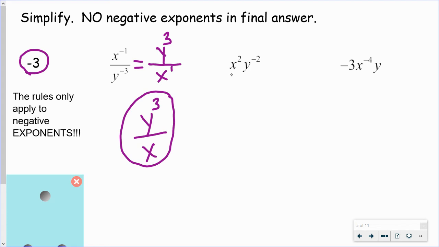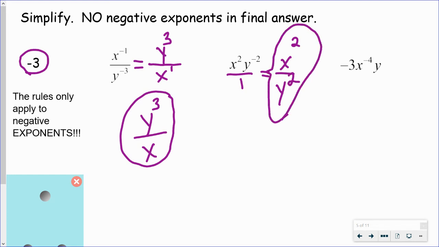Okay, for the third one over here, it's not a fraction, so I'm going to write it as a fraction just because it helps me remember if I need to move something to the denominator or the numerator, that's where it goes. The x has a positive power of 2. The y has a negative, that means move, and that's my answer.